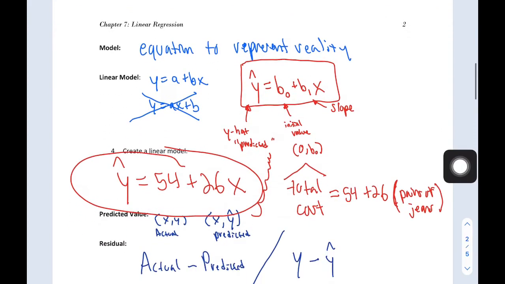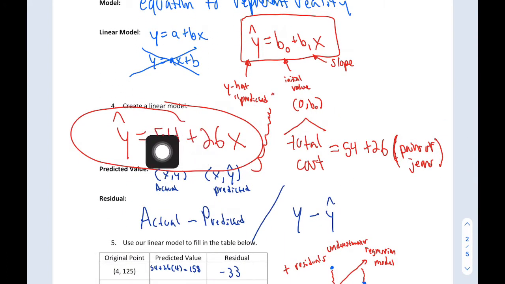It was positive. We calculated the line of best fit as y hat equals 54 plus 26x, or the predicted total cost is about 54 plus 26 times each pair of jeans that you buy.